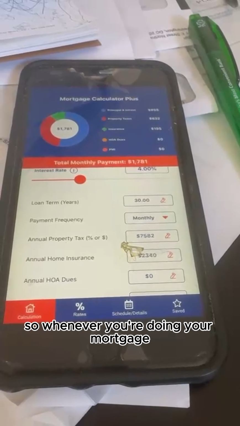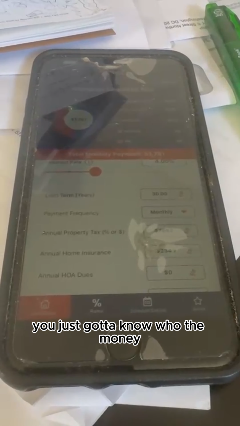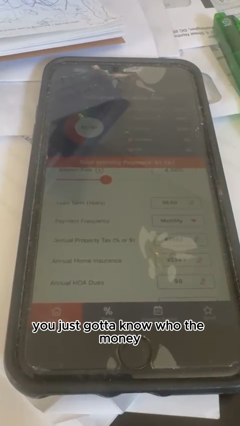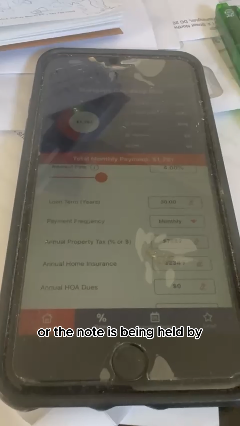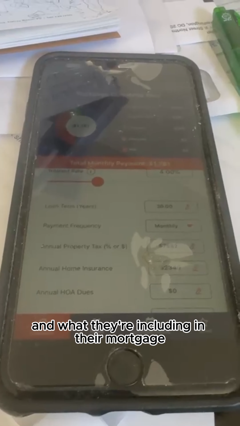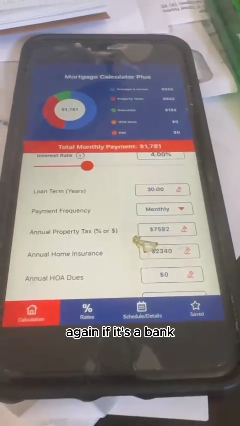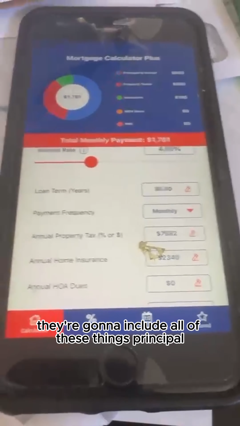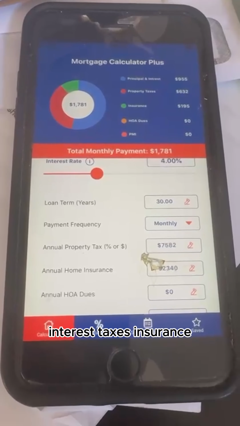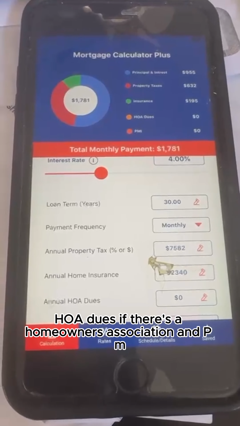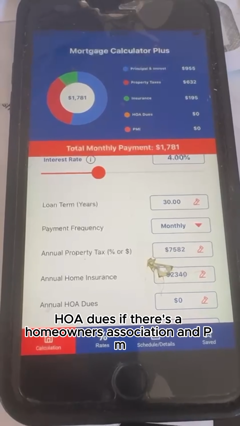So whenever you're doing your mortgage, you just got to know who the money or the note is being held by and what they're including in their mortgage. Again, if it's a bank, they're going to include all of these things: principal, interest, taxes, insurance, HOA dues if there's a homeowners association, and PMI.